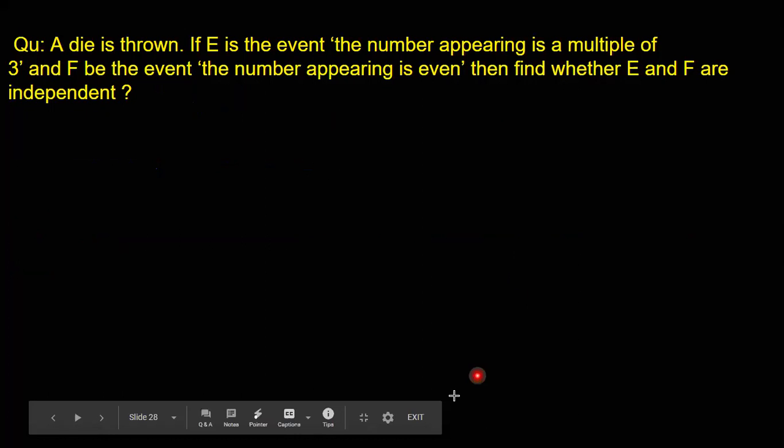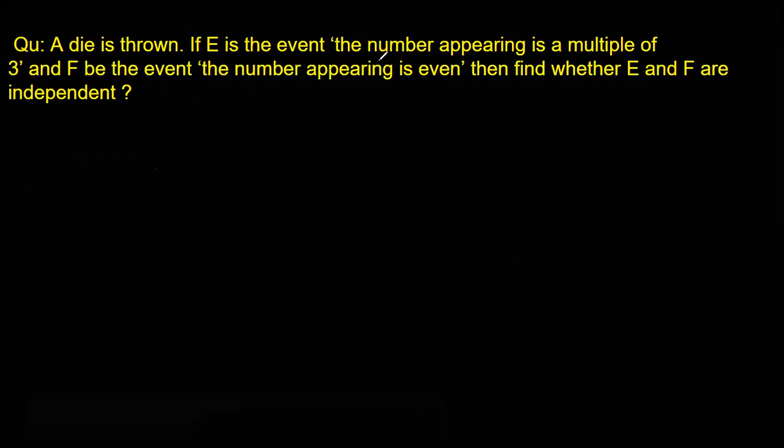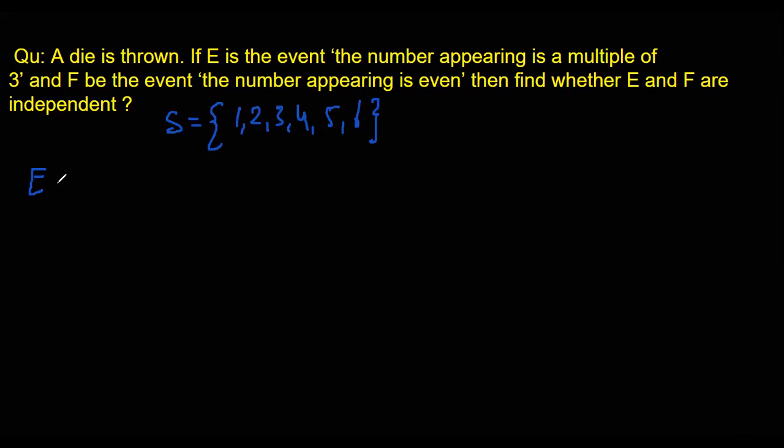Next, let's take one example here. A die is thrown. E is the event that the number appearing is a multiple of 3 and F is the event that the number appearing is even. Find whether E and F are independent. So we find the events E and F. The number appearing is a multiple of 3, so E would be 3 and 6. And F is defined as the number is even, right? So F will be the event 2, 4, 6.